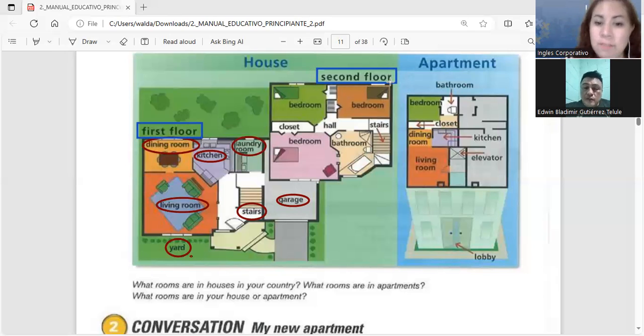So on the second floor, the first thing that we're going to see when we go up, we continue looking at the steps. Okay, so the first thing we're probably going to see is the hall. Do you know what a hall is? No. This word is new for me.